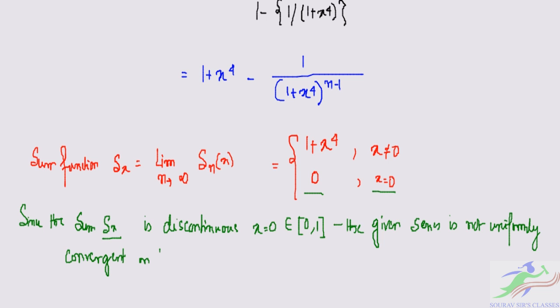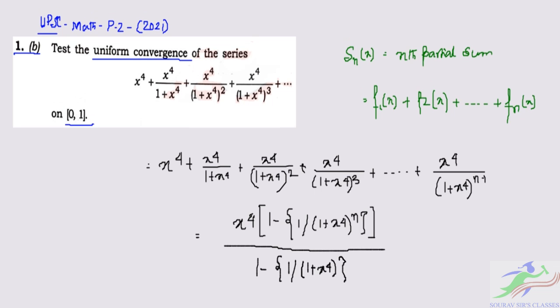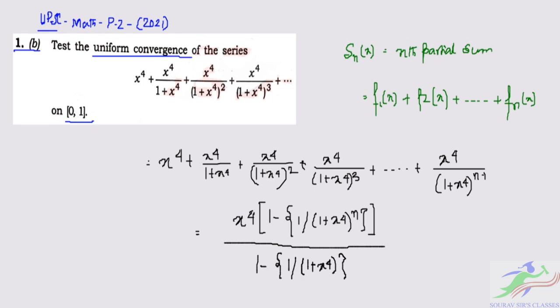on the closed interval 0 comma 1. So that is a very simple question, that is 1b. This is not a uniform convergent series. So this is the answer of question 1b.